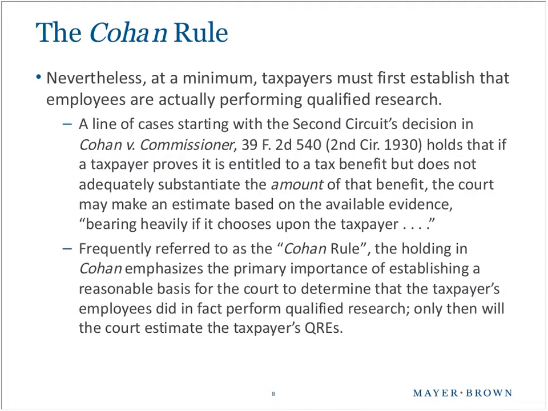We note here the Second Circuit's opinion in the case of Cohan v. Commissioner. This case is frequently cited for the principle that is often referred to as the Cohan Rule. And the Cohan Rule essentially says that, if a taxpayer is trying to obtain a tax benefit, such as travel and entertainment expenses, as well as Section 41 research credits, if the taxpayer doesn't have perfect records to substantiate that expenditure, as long as they establish a reasonable basis that they are incurring those expenses, the court may make an estimate based on the available evidence, bearing heavily if it chooses upon the taxpayer.